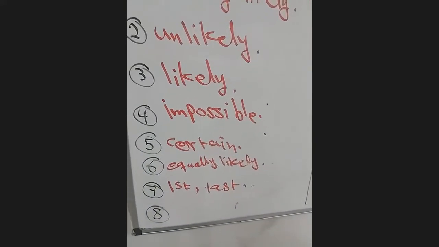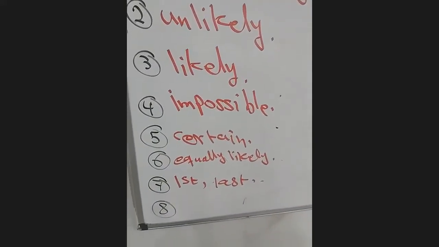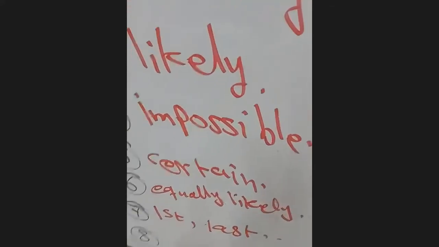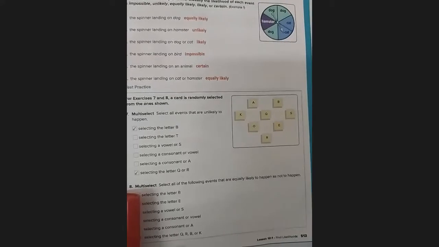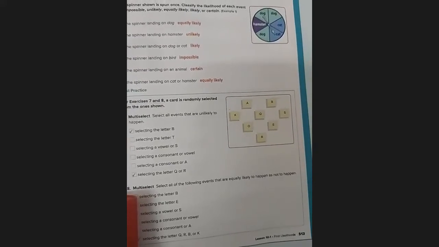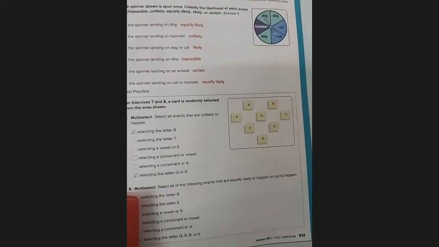Next, question 8, guys. It has a similar idea. Let's see it together. Dawood, read it. Multi-select. Select all of the following events that are equally likely to happen as not to happen. That means 50-50, right? Yes. Depending on the same box. Selecting the letter B. Is it 50-50? No, it is unlikely. It has one B.